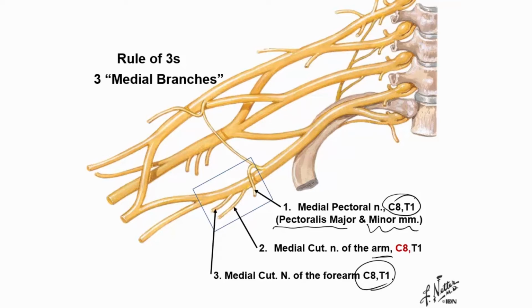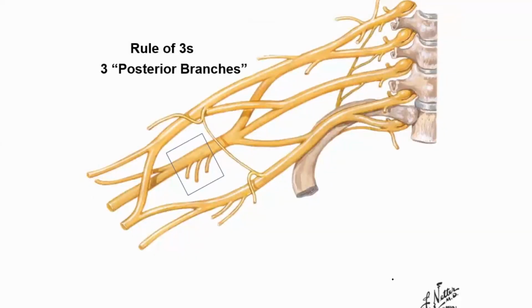The medial cutaneous nerve of the arm is also called the medial brachial cutaneous because the arm is the brachium, and the medial cutaneous nerve of the forearm is also called the medial antebrachial cutaneous nerve, because the forearm is the antebrachium. Continuing our rule of threes, we have three posterior branches, three branches off of the posterior chord.